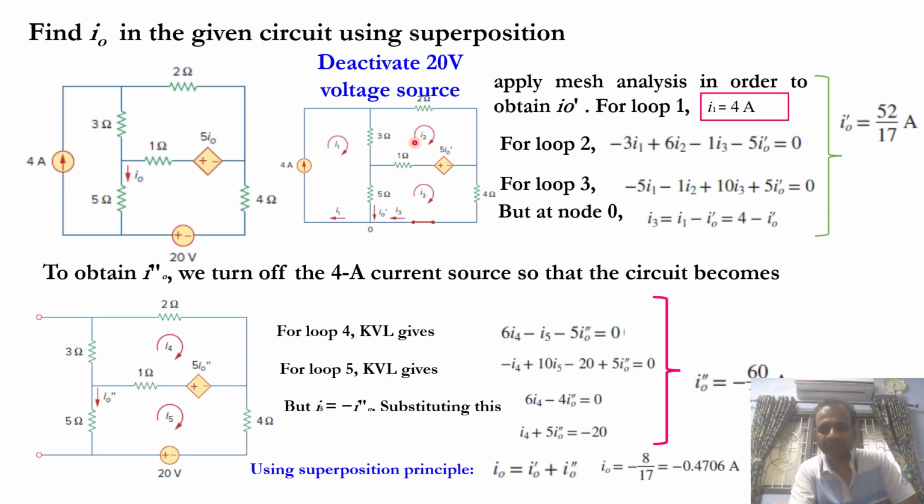So in loop 2, if we use current, minus 3I1 because the current is flowing downwards, plus 6I2 minus I1, I3 and minus 5I0 together is 0. So how do we get this equation? Loop 2. So minus 5I0, that is this one.